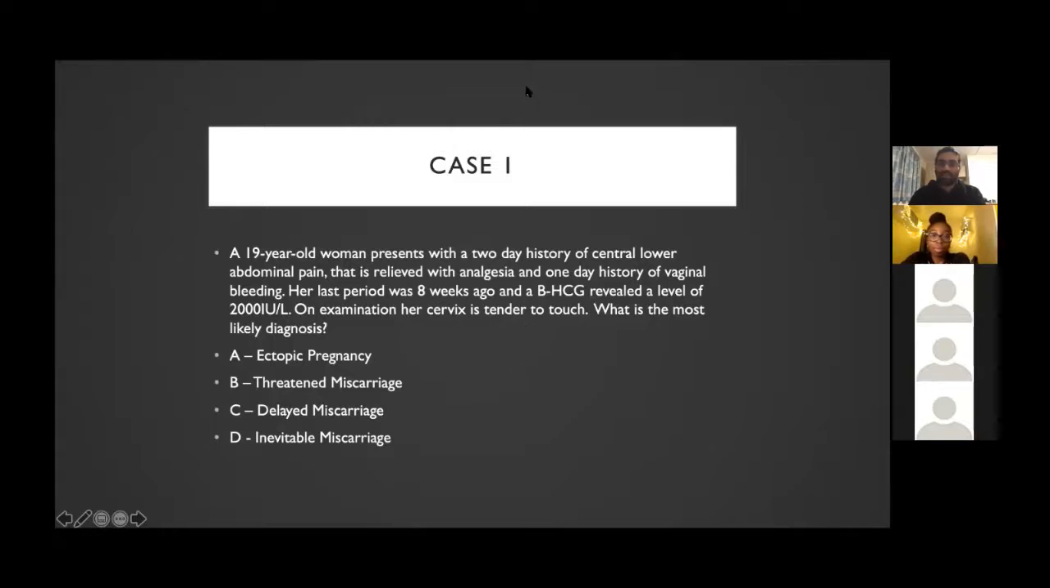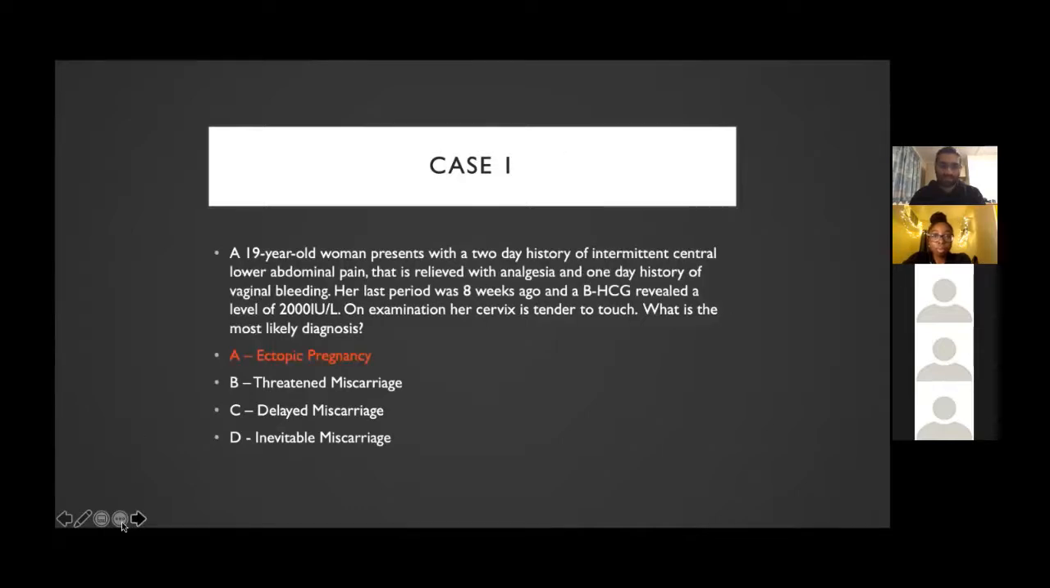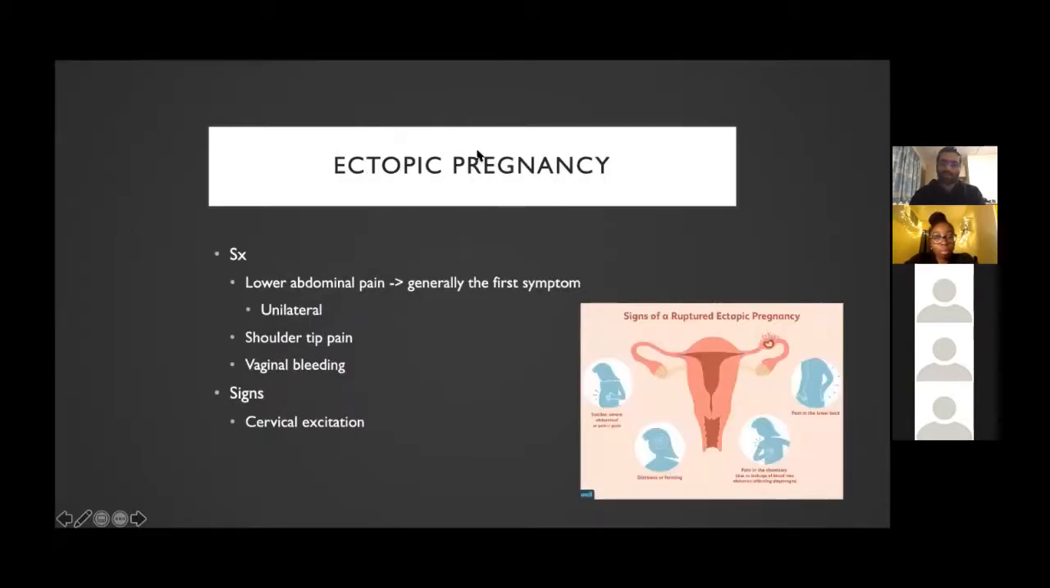Okay, perfect. I think everyone chose A, ectopic pregnancy, which is the right answer. In terms of an ectopic pregnancy, the general symptoms are low abdominal pain, which is generally the first symptom and is key for ectopic pregnancy. It is generally unilateral because it affects the adnexa and the fallopian tube.